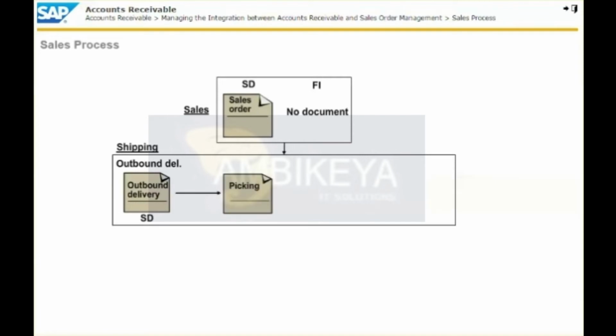Picking. The warehouse management function is used for picking. A transfer order has to be created, which generates the pick order. The requested goods are taken from the warehouse and prepared for delivery.